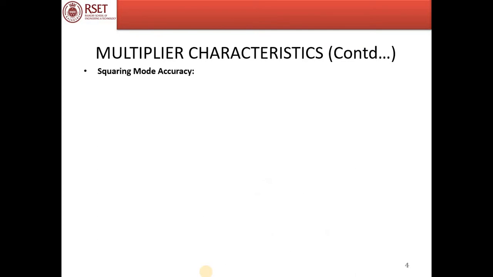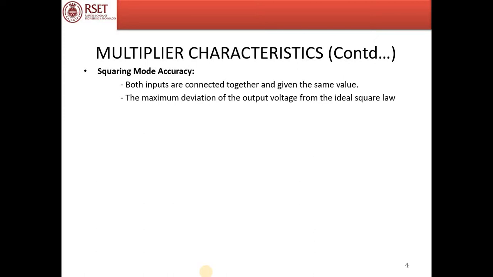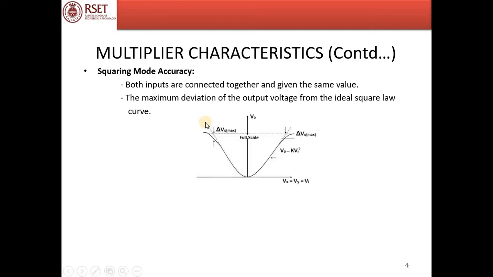Next is squaring mode accuracy. To find squaring mode accuracy, both the inputs are given the same value. That is, the inputs are connected together and given the same value. So the output would be the proportionality constant K into the square of the input values. You expect the output to be on this dotted straight line, which is the ideal square law output, but the actual output of the multiplier when both the inputs are same would be like this. So the squaring mode accuracy is measured by the maximum deviation between the actual output and the expected output.